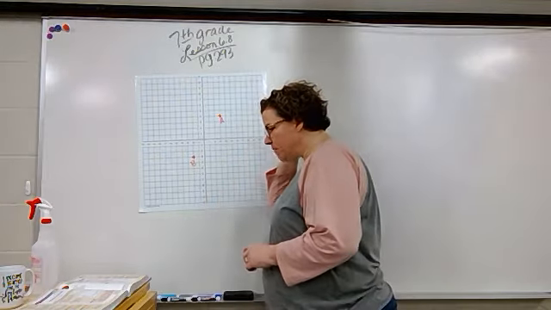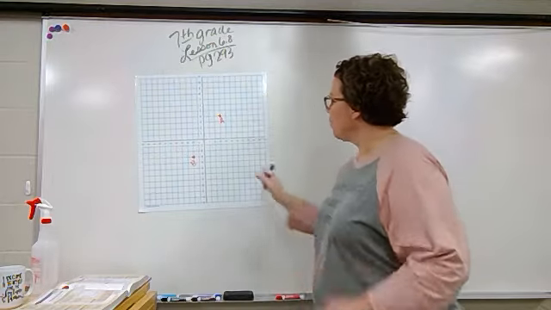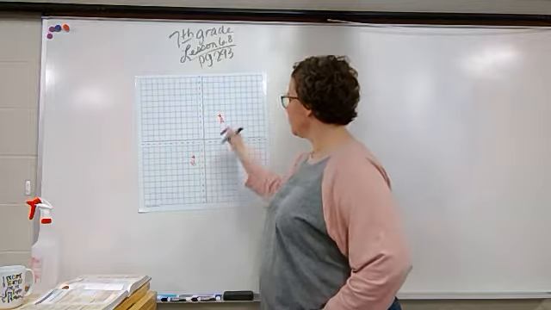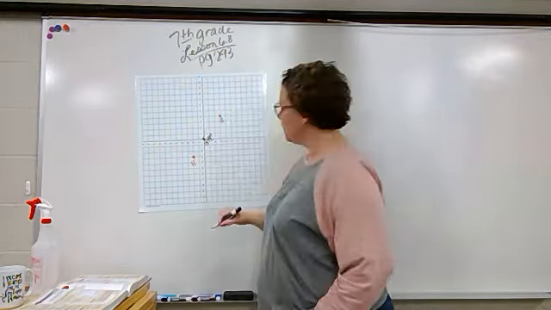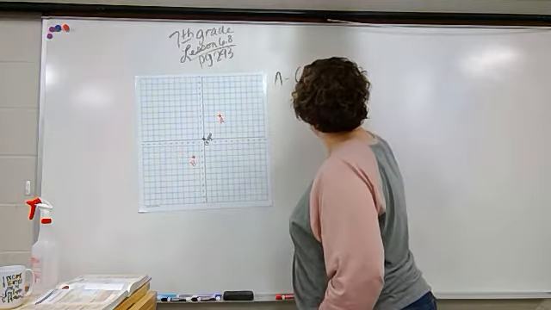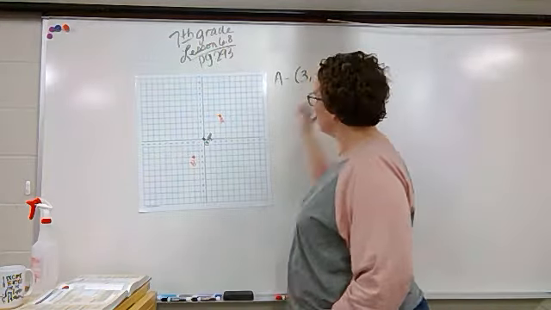Okay, the first thing that you have to do is find your X. I'm going to see how many over I go on the X-axis. I always start at 0, 0, which is the origin. Okay, and it's over 1, 2, 3 places, point A. So I know that the X value is 3, and I go up 1, 2, 3, 4. So point A is at 3, 4. The ordered pair is represented by 3, 4.